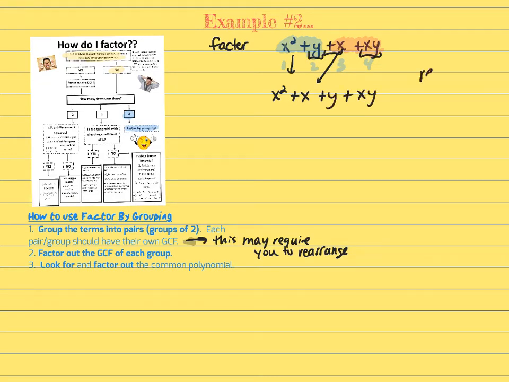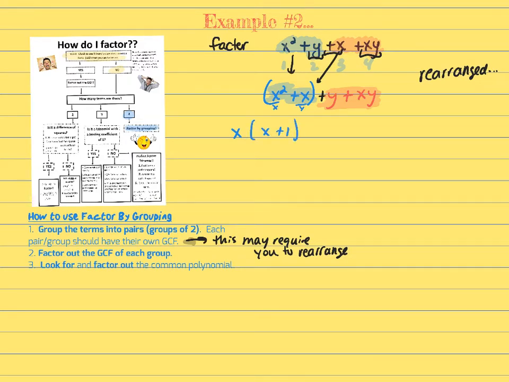So after I rearranged it, now what I notice if I look at the first group, x squared and x, they do have a GCF of x. If I look at the second two terms, they also have their own GCF. So I can think of them as two separate groups. What's the GCF of that first group? Well, x. So if I factored out an x, I'd be left with x plus 1.